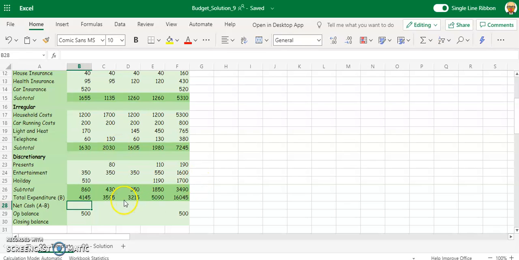Okay, so now let's have a look at the last part of filling in the household budget: the net cash, opening balance and closing cash. So we'll see here your net cash is A minus B. So what does that represent?